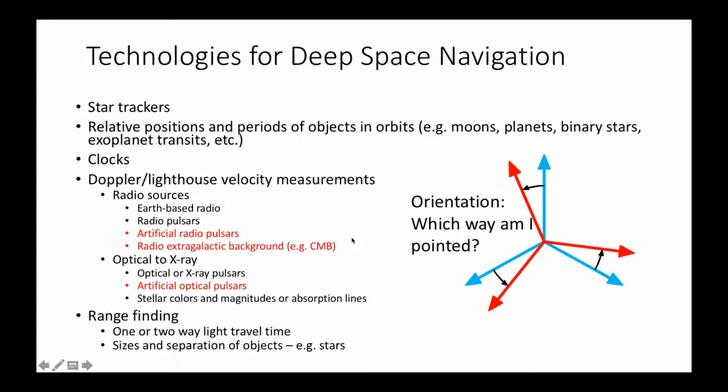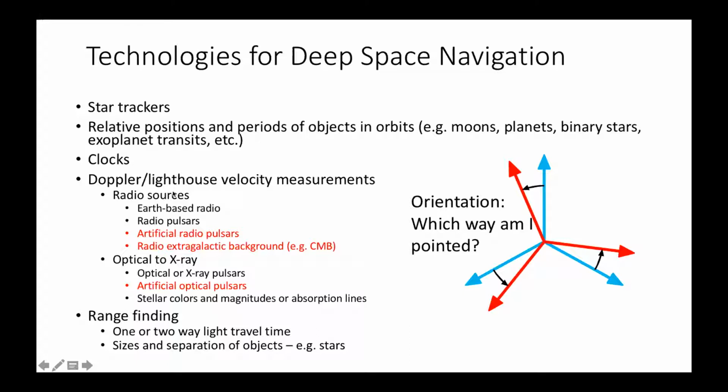Okay, so moving on to deep space navigation. The current technologies used on spacecraft for deep space navigation are a combination of star trackers, clocks on board, Doppler or lighthouse velocity measurements, and radio sources. Star trackers, clocks and range finding are the three main things that are currently used, but these are other ideas for things that you could use.